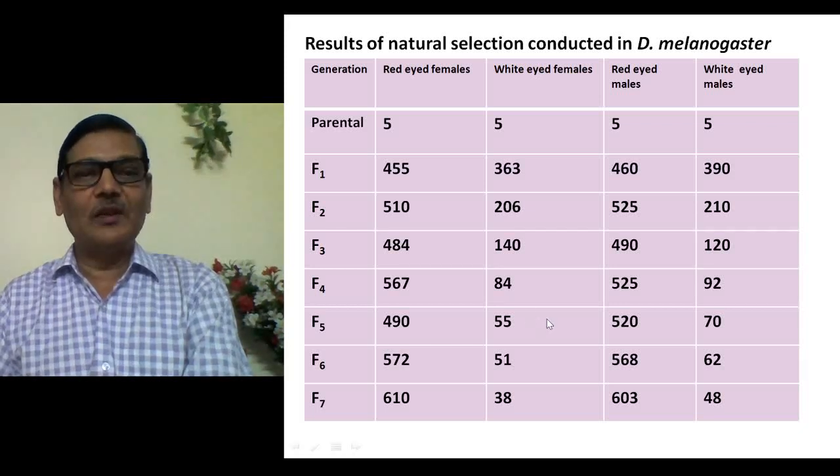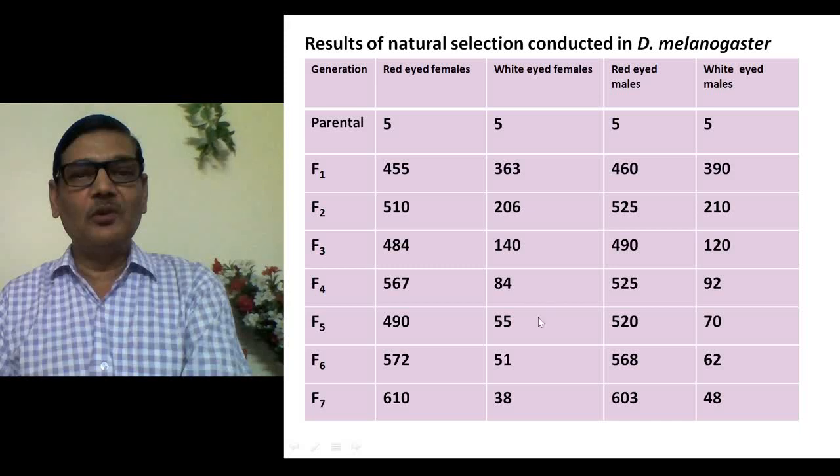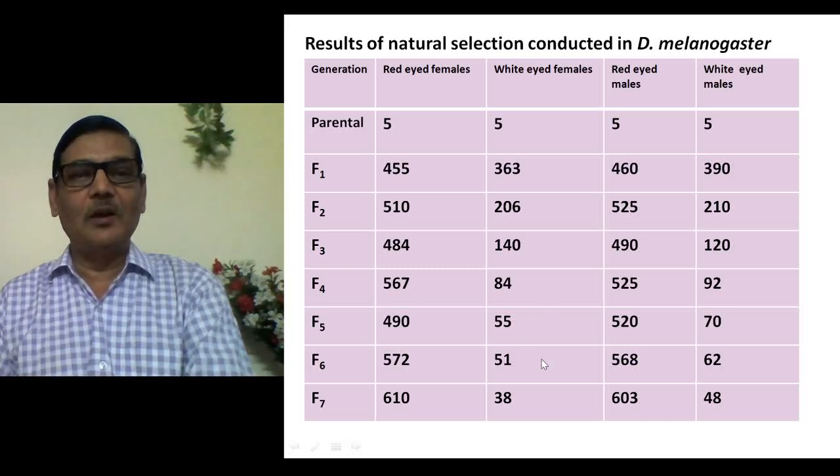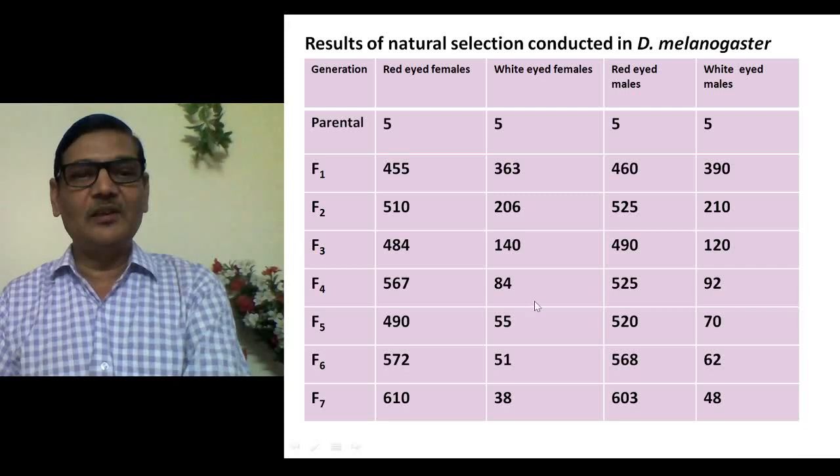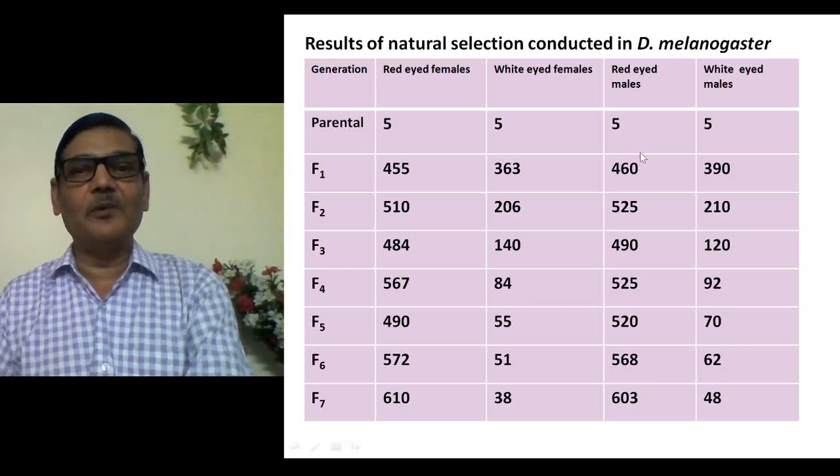Why this happens, I will discuss later, but you should know that if you continue this experiment for further generations, you will find a further decrease in the number of mutant flies. So definitely something is acting in this population, and that is why it is happening. But the important point I have to make is that we will be using this male data for the analysis. This data regarding red-eyed males and white-eyed males will be of much use. Why will this be of much use? You can understand this in the next presentation.